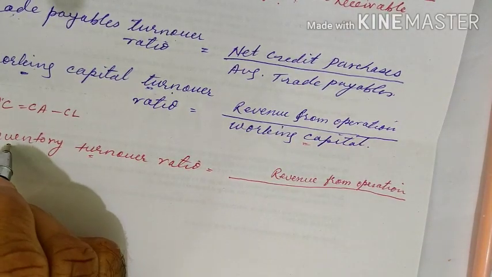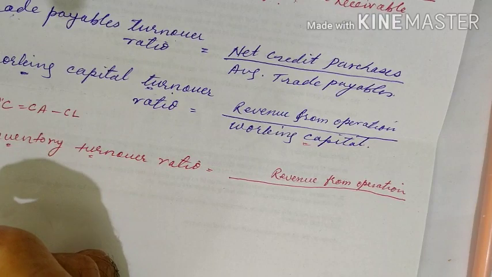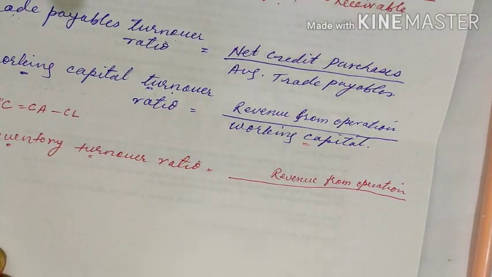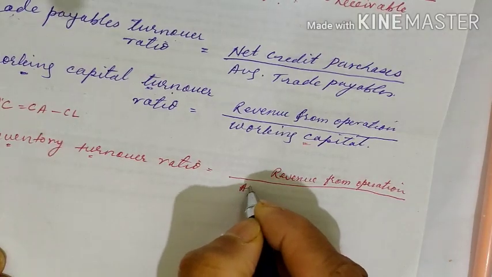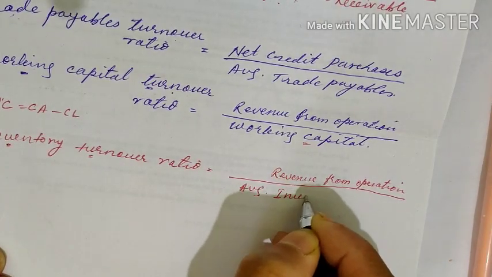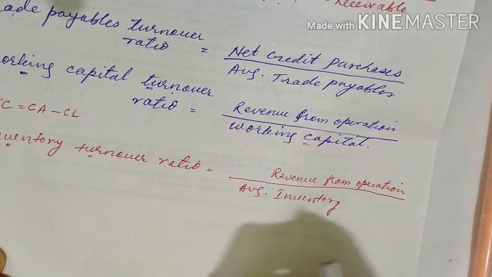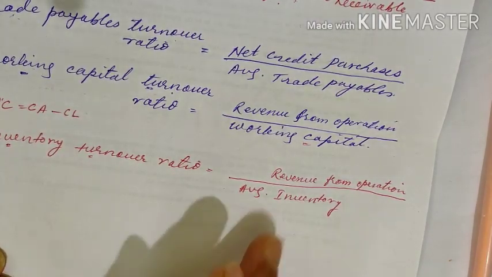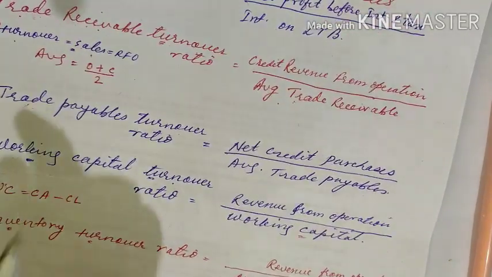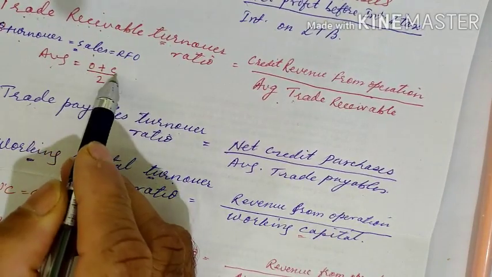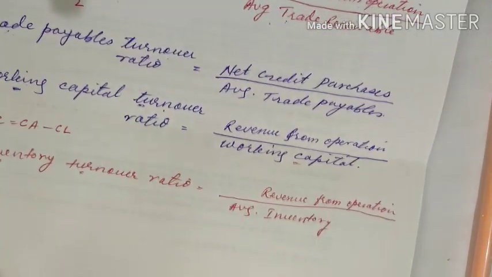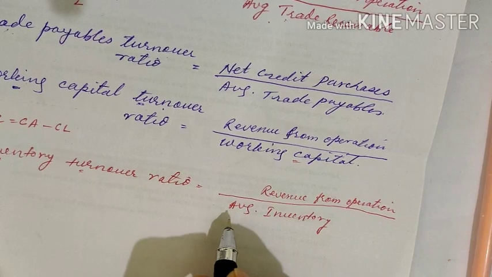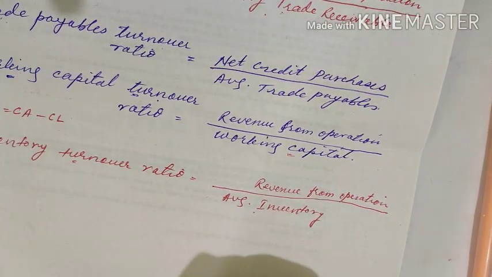And what is the other term here? Inventory. And again, in case of inventory, you will have opening inventory and closing inventory, isn't it? So when you have opening inventory and closing inventory, what do you need to take? Very good. Average inventory. Yes. Average inventory. And how do we calculate average inventory? As I have mentioned here, average is opening plus closing divided by 2. Same way.